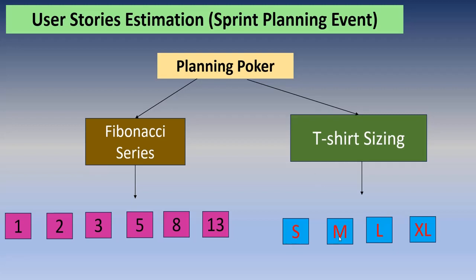If some developer gives medium and some developer gives large, then we will discuss with the whole development team and the product owner. The Scrum Master will ask why you have given medium and why you have given large. It is not about pointing out a developer, saying why you gave medium when it is a very small user story. It is not that kind of discussion. The discussion will be about why you thought it is a medium user story. Do you have any other thoughts in your mind?